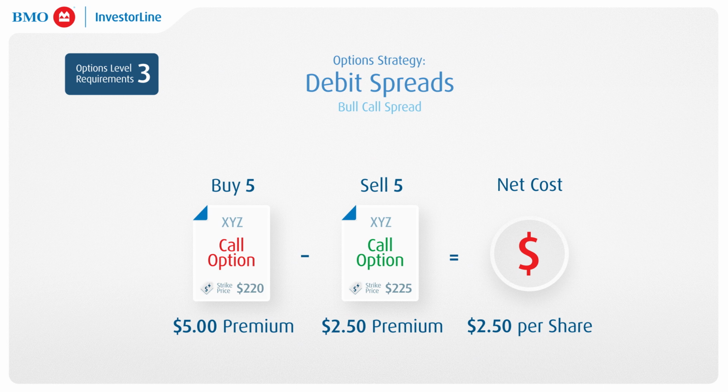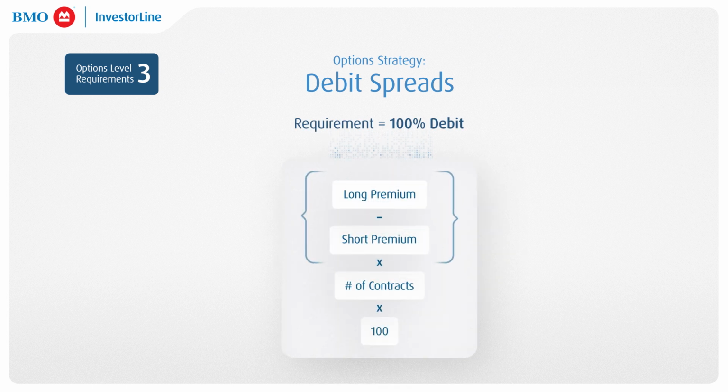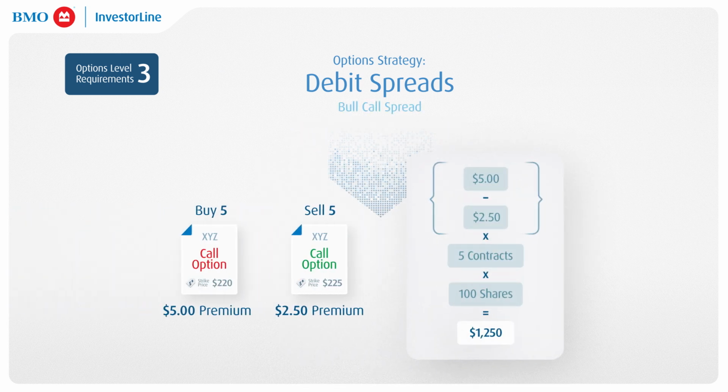The margin requirements for debit spreads are straightforward. They're calculated as 100% of the net debit, which is the difference between the purchase price of the option and the selling price of the option. In this example, the purchase price of the $220 call is $5. The selling price of the $225 call is $2.50. The net debit would be calculated as $5 minus $2.50, which equals $2.50.